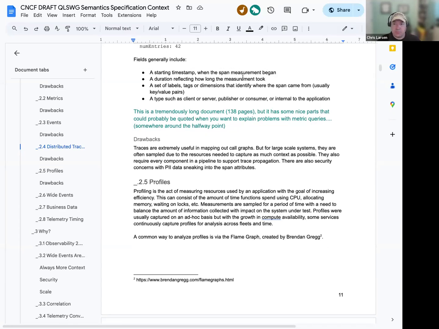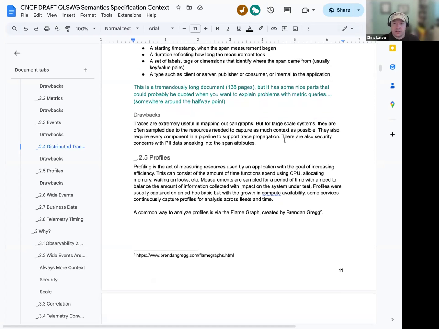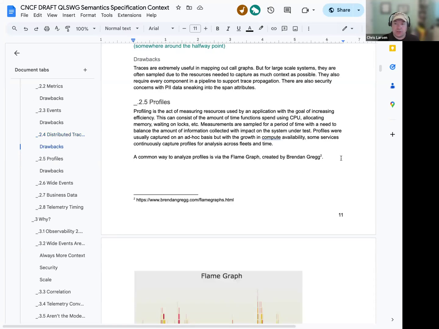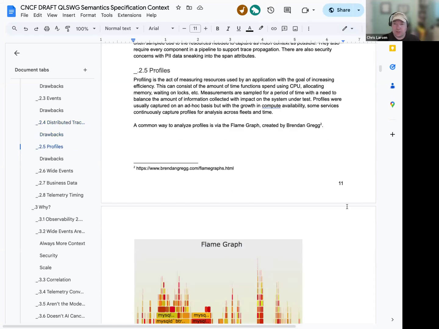They always have a starting timestamp, and then the span is a measurement of the amount of time that the measured span took. It has, again, a set of labels, tags, or dimensions, and then a type like client, server, publisher, etc. The drawbacks, again, are that it's really super useful for tracing, but just like logs, you tend to sample these because at large scale, they capture and emit quite a bit of data. And then there's also, again, security concerns with PII data sneaking in. There's less security concern about metrics with PII because they'd have to stick it in tags. Does happen, of course, but less of a concern.